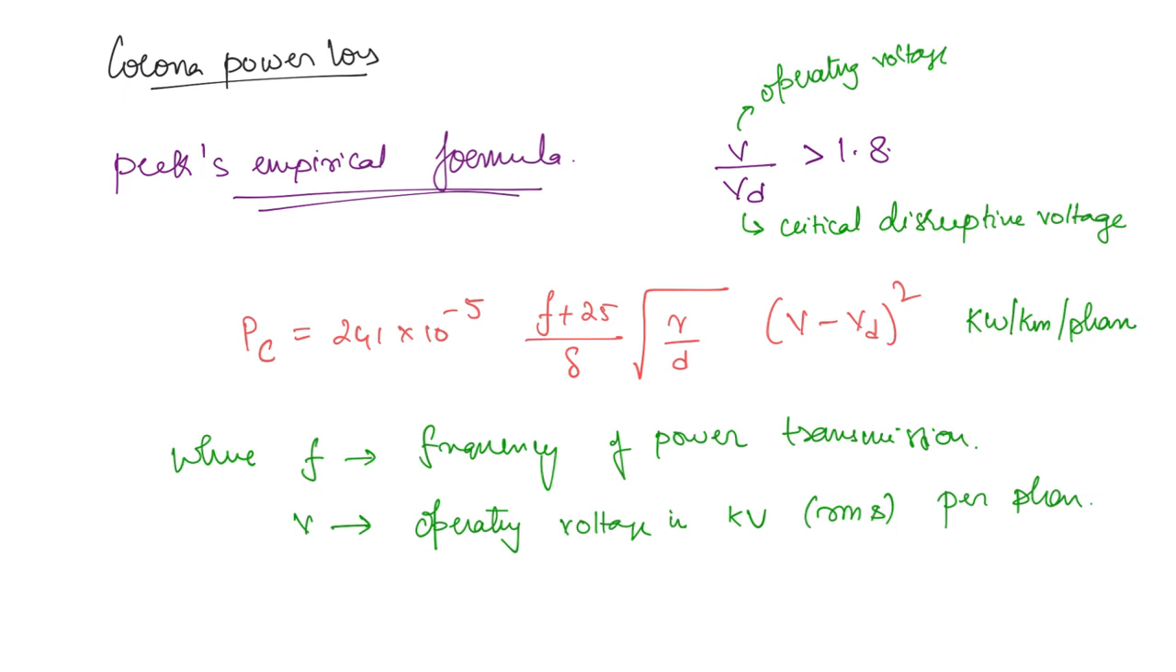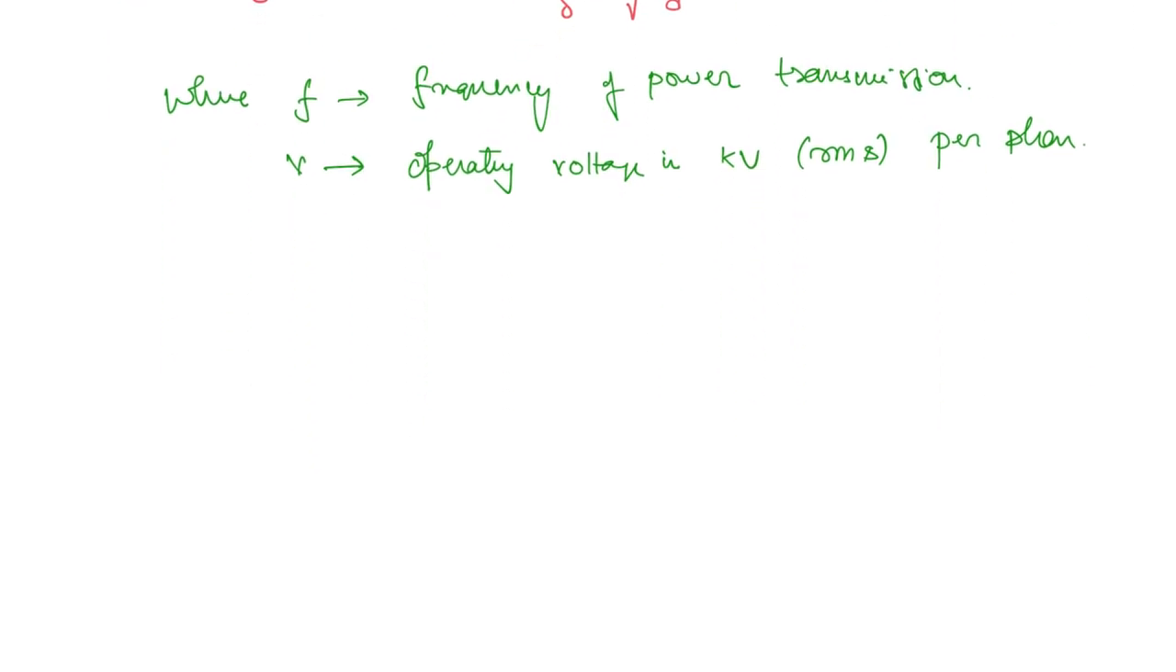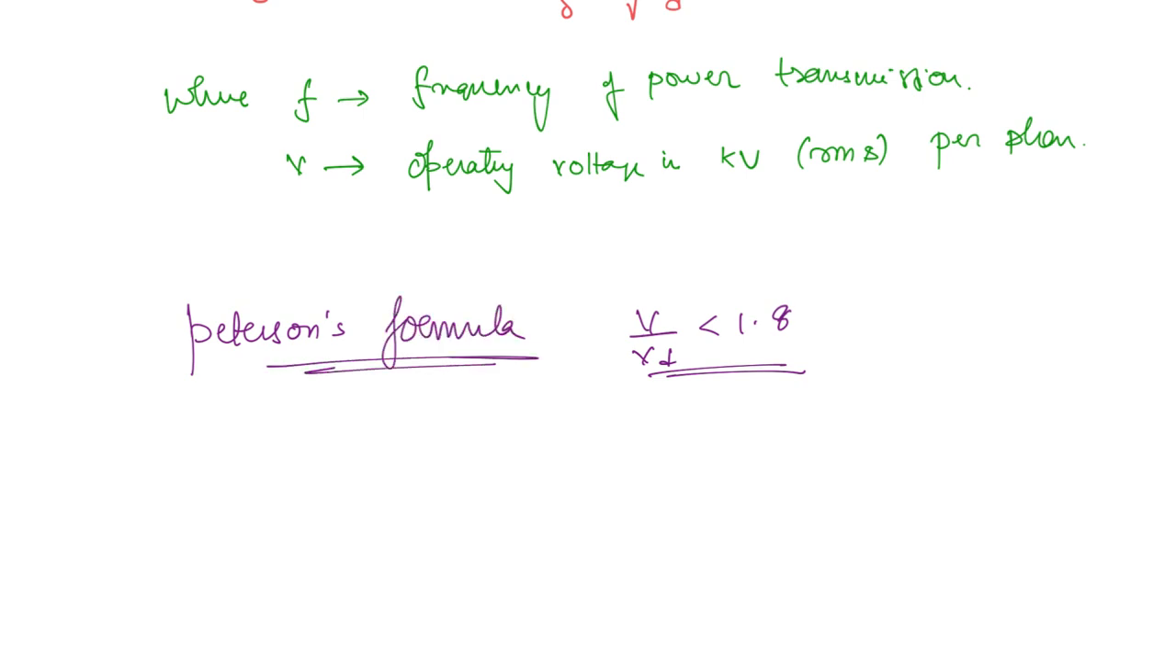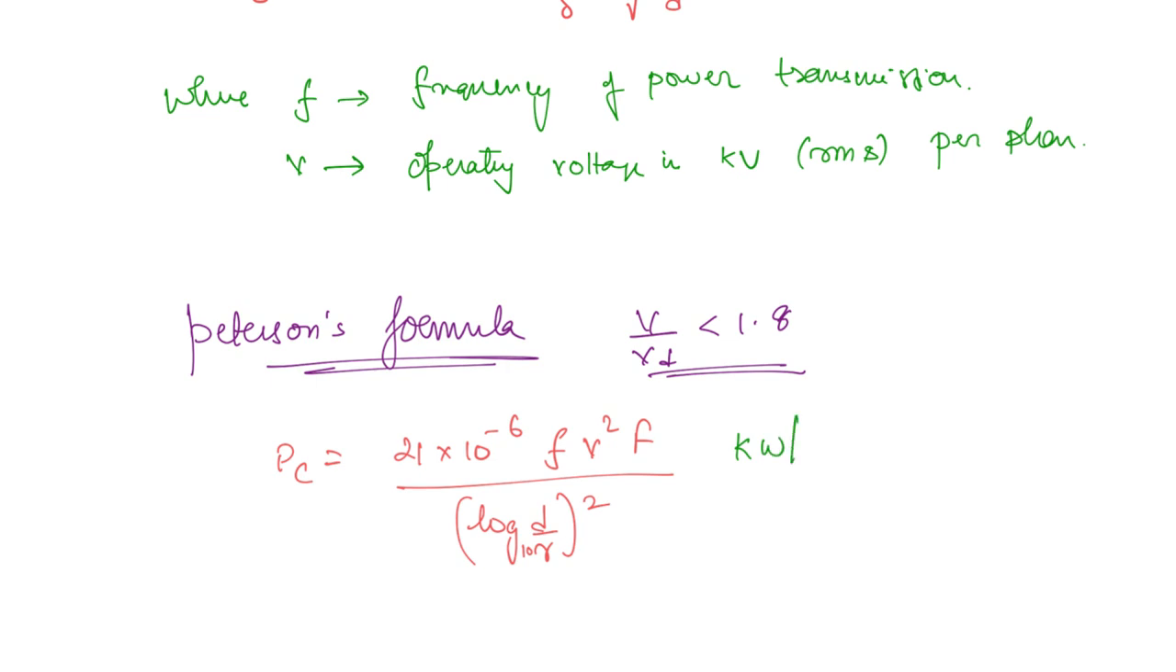Now, what about the case when V by Vd is less than 1.8? So here the losses are going to be less, and a formula which is going to give a better accuracy is Peterson's formula. This is given by Pc is equal to 21 into 10 to the power minus 6 f V square capital F divided by log D by R, to the base 10, whole square. The units are the same as before, kilowatt per kilometer per phase.